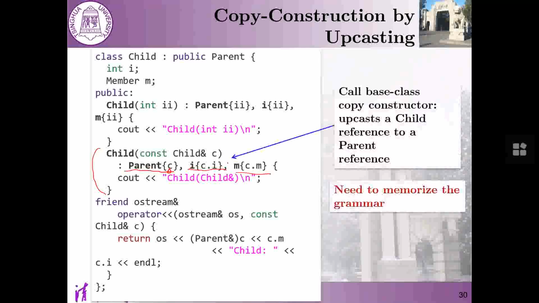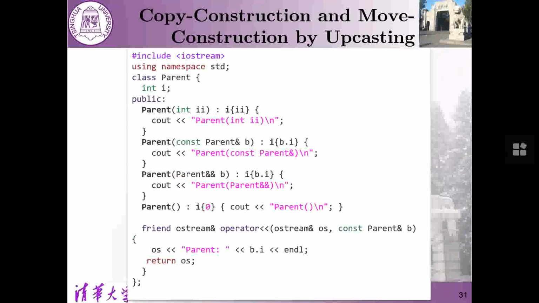Then the copy constructor is called as expected, and it works correctly now. So this is the grammar for defining a copy constructor in inheritance. And we need to memorize this grammar, okay? And here is an example. We can still do more.